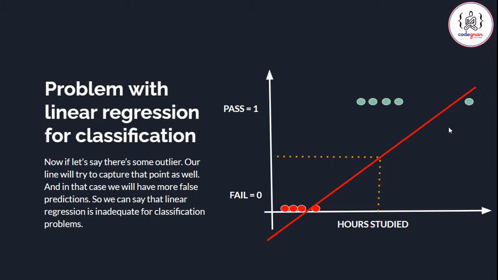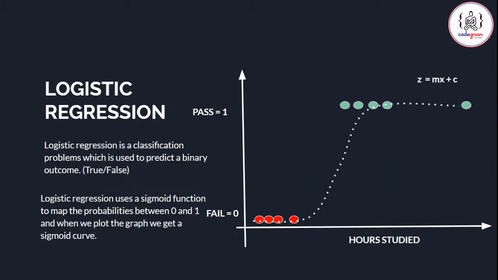And if you take this x hours as your threshold and you draw this line here, we are misclassifying these 2 points here, right? So this is a problem. We are getting more misclassification here. That's why we came up with logistic regression.